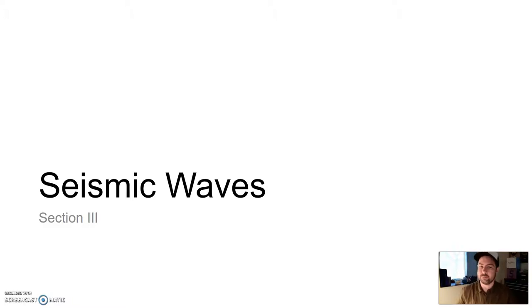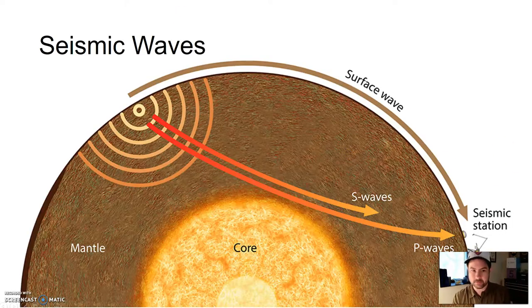Welcome back. So, as mentioned, when the Earth ruptures and moves along a fault, it creates an earthquake. What is felt are the seismic waves rippling through the Earth. Once a wave gets to a location, that's what causes the shaking. So, let's take a look at some of these, shall we?